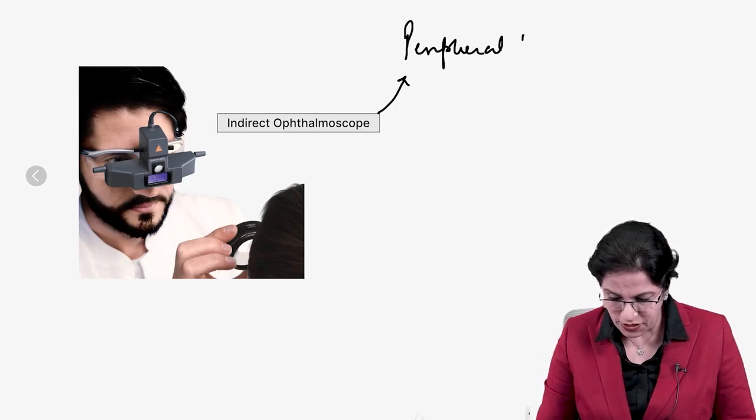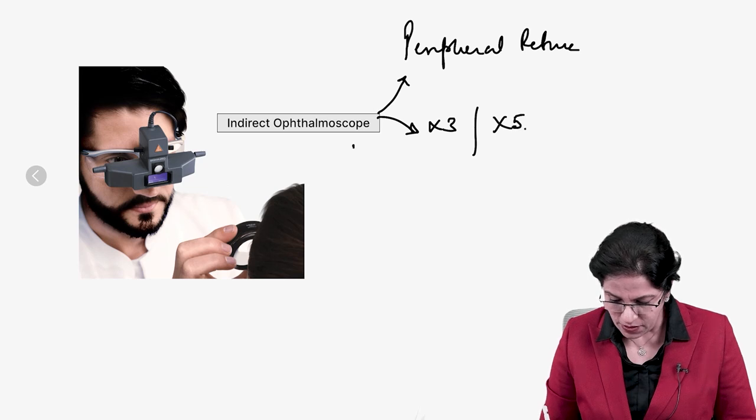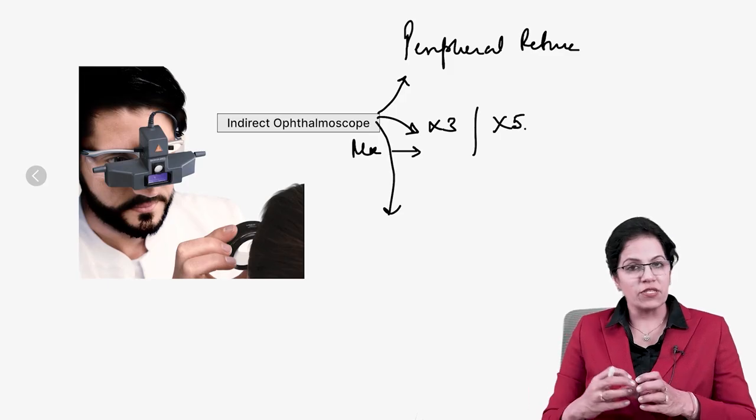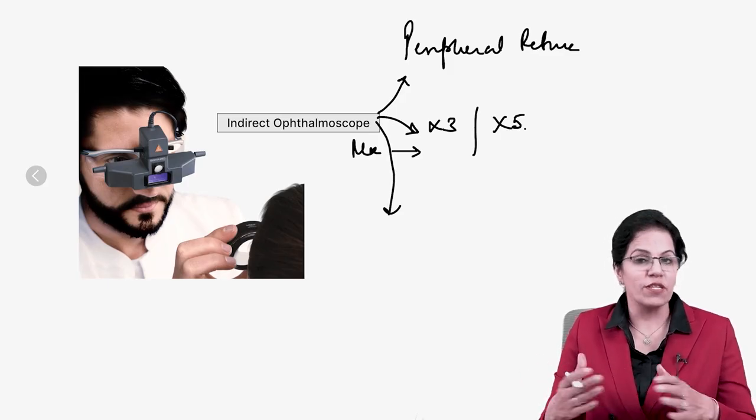Because the magnification is only 3 times or 5 times. Okay, so magnification is either 3 times or 5 times. So this is used to see only the peripheral retina. Magnification is less, field is more, or magnification is more, then the field is less.